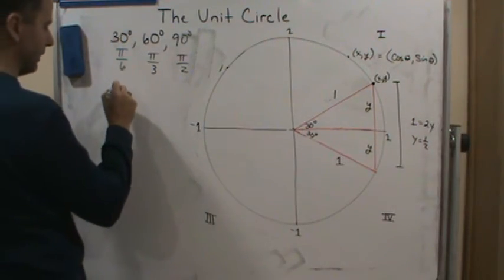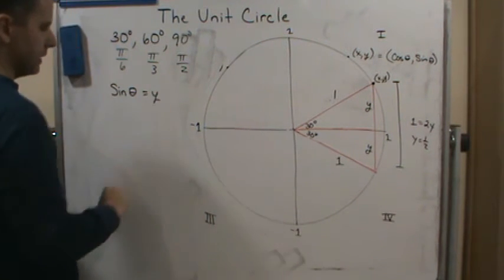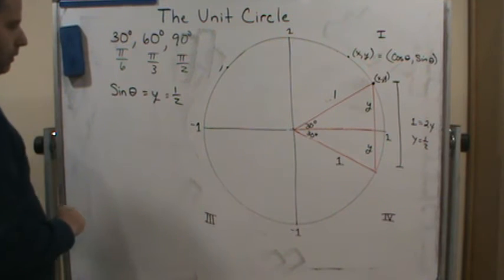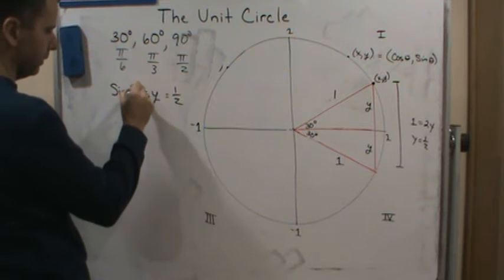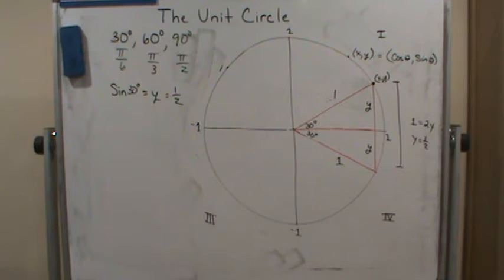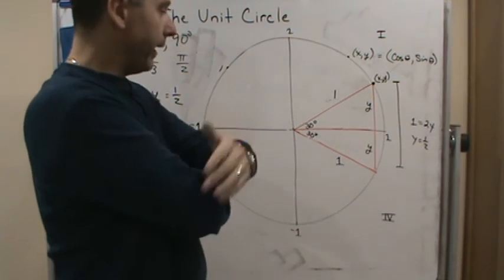But we also know that sine of theta is equal to y. So that means, in this case, sine theta is equal to y, which is equal to 1/2. So the sine of 30 degrees is equal to 1/2, or the sine of pi over 6, if you will, is 1/2. Now, that's one of them. That was pretty easy, right? We didn't have to use any trig to figure that out.